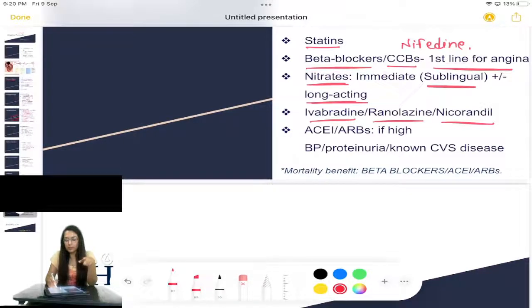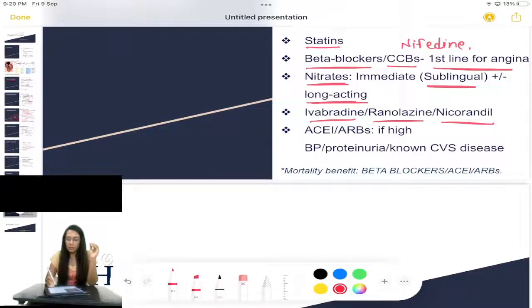But I want to make a point here. If on CCBs and beta blockers the patient is still developing complaints, then you have to plan further management, like invasive management, coronary artery angiography, and see if anything like stenting is needed. Ivabradine, ranolazine, and nicorandil are only symptomatic, not very helpful. Then ACE inhibitor or ARB. Remember, beta blocker, ACE inhibitor, ARBs are the drugs which actually show mortality benefit in heart diseases, especially ischemic heart diseases.